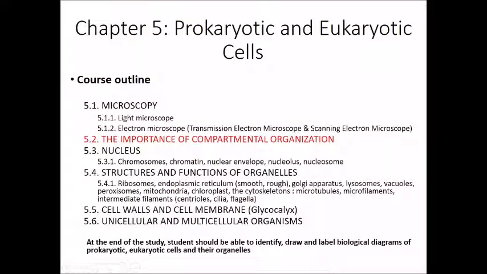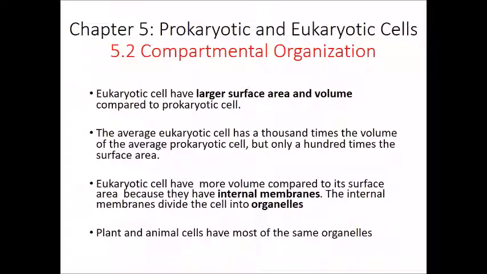Next, remember the cell has organelles. Most of the organelles have their own internal membrane. So what does it mean by compartmental organization? Eukaryotic cells have larger surface area and volume compared to prokaryotic cells because eukaryotic cells are more complex compared to prokaryotic cells.